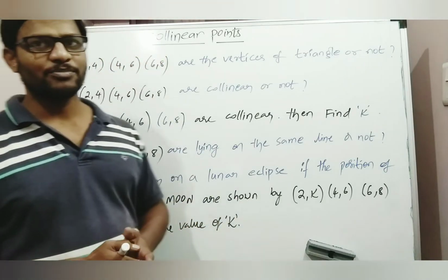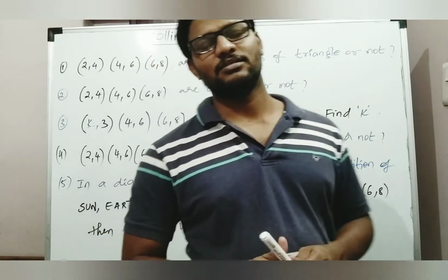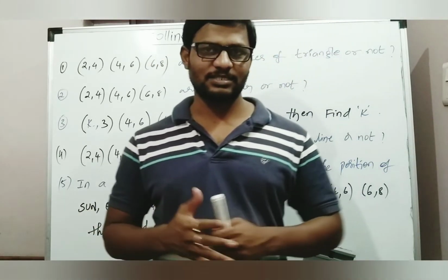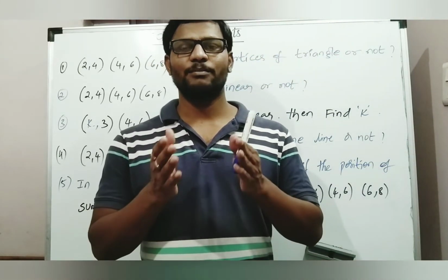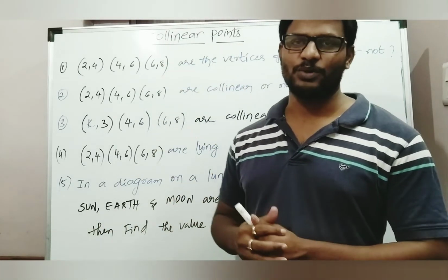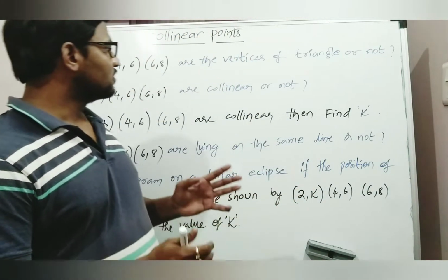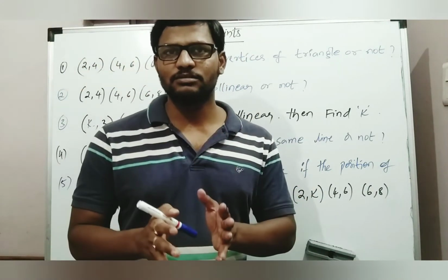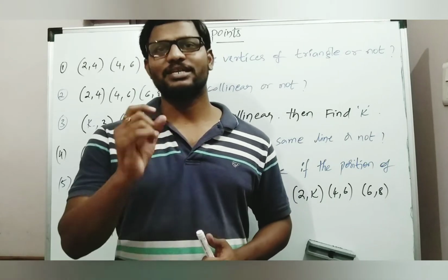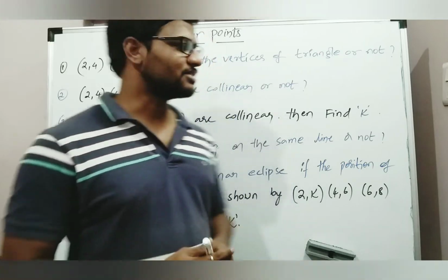In this video, I am going to solve these problems by 3 different methods. One is finding the distance between the points. Next, by finding the area of the triangle. Next, the slope of 2 points. I'll take only one example, and by the end of this video, I'll let you know which is the best method to solve problems based on collinear points. Let's see.